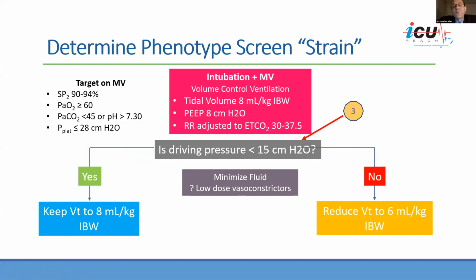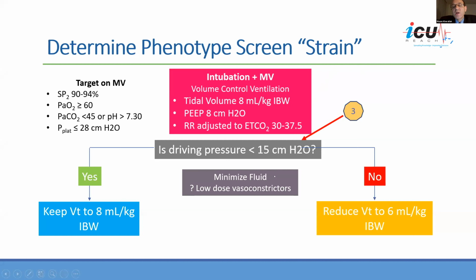So the third thing we do is we screen for phenotype. And this is, we assess what we call the strain. And this means what is the driving pressure? The driving pressure is the difference between the plateau pressure and the PEEP. So the more driving pressure we exert on the lungs, the more strain we put. Strain is defined as the change in the volume or the shape to the pressure applied. How much pressure we put, what are the changes that occurred because of that pressure.